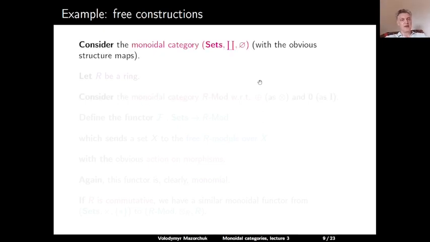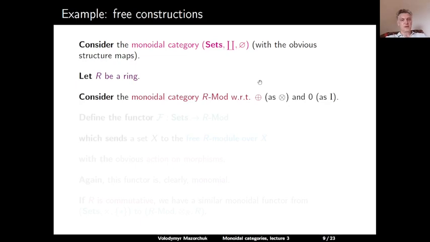Consider the monoidal category of sets, where the monoidal structure is given by the disjoint union and the identity object is the empty set. So here the associator and the unitors are the obvious maps. Let R be a ring.